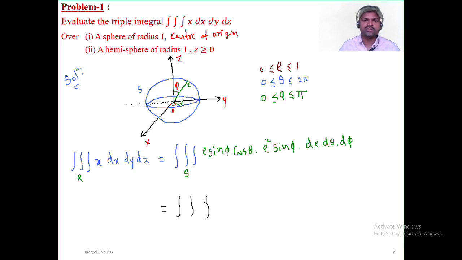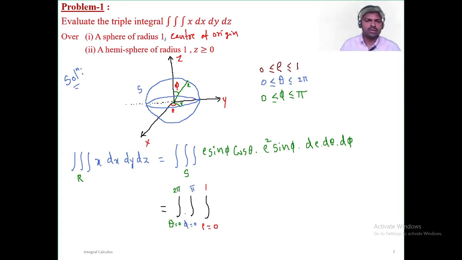So with respect to which variable doesn't matter. The order of integration is not important here, so you can do what you want. First with respect to rho I want to evaluate, so rho is from 0 to 1. Next with respect to phi, from 0 to pi only, right? Next, theta is varying from 0 to 2 pi. You can change this order also, no problem.